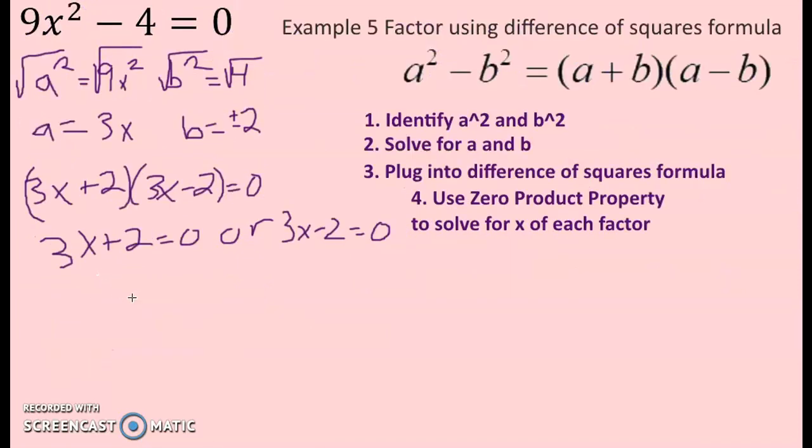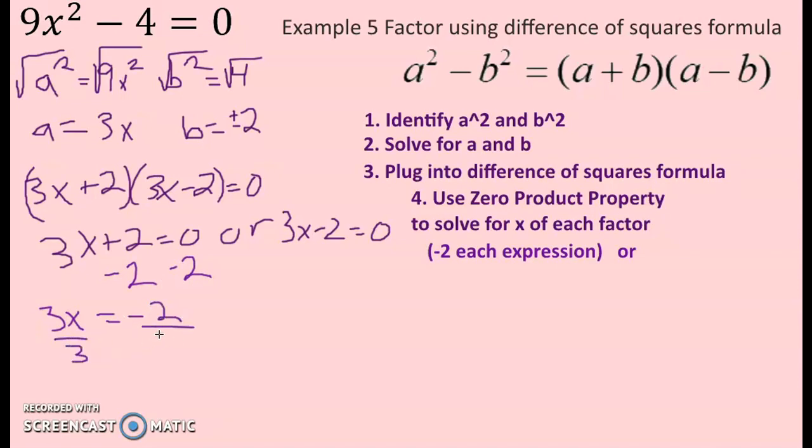So for the first equation, we have 3x plus 2 equals 0. So to solve for x, we will first subtract 2 from each expression. So then we have 3x equals negative 2. Divide each term by 3 to get the x by itself. 3x divided by 3 is 1x. Negative 2 divided by 3 is just negative 2/3. So x equals negative 2/3, that's one of our zeros.